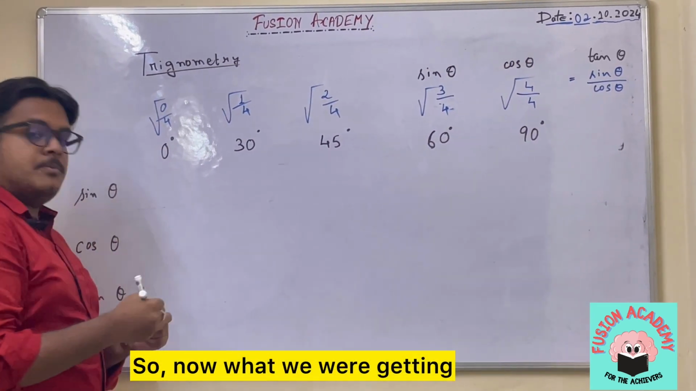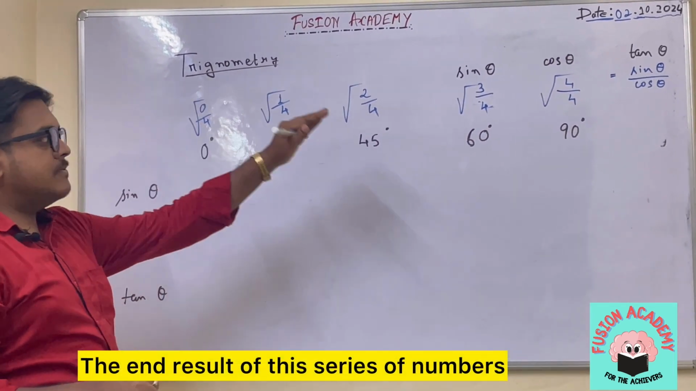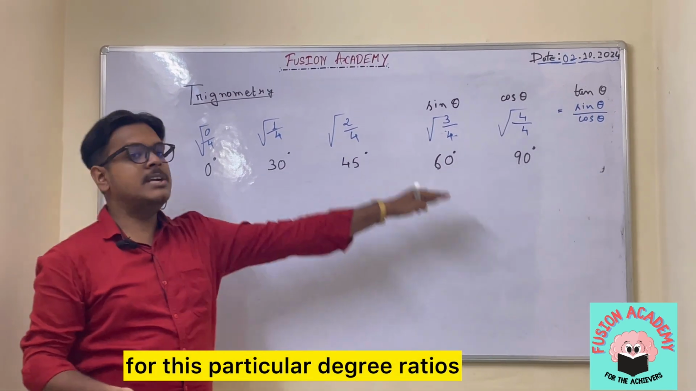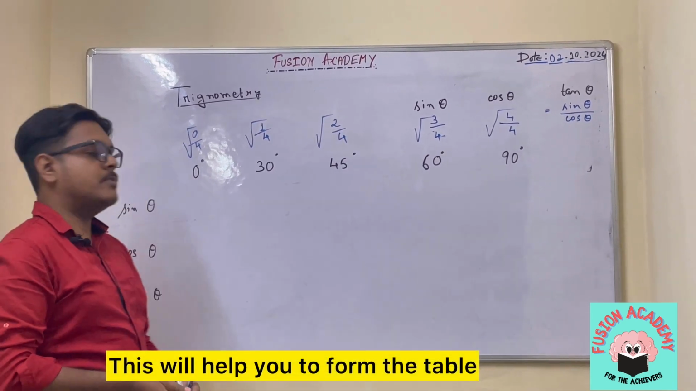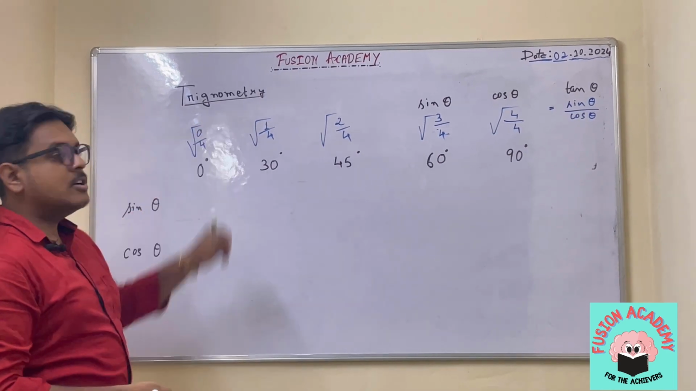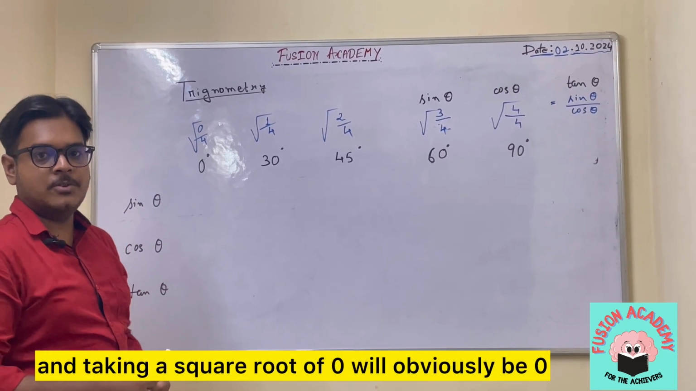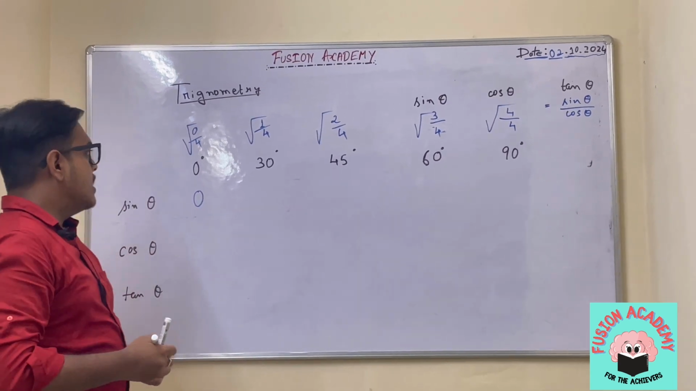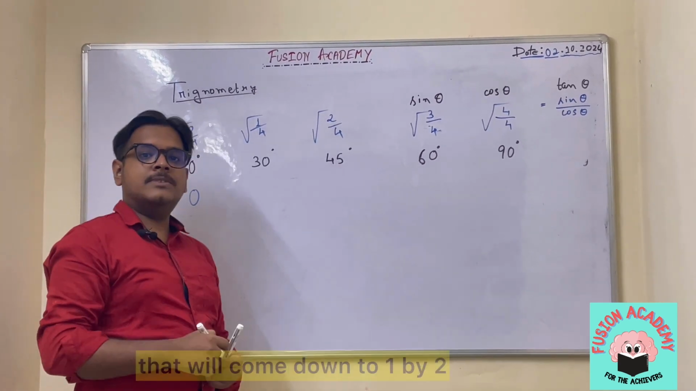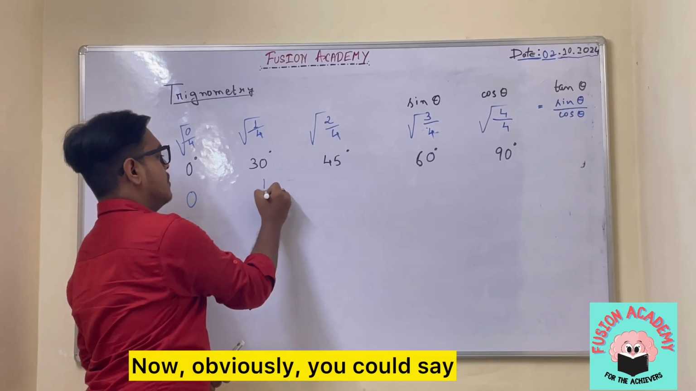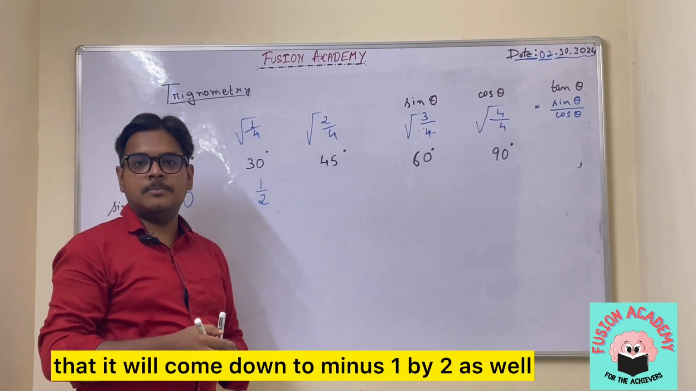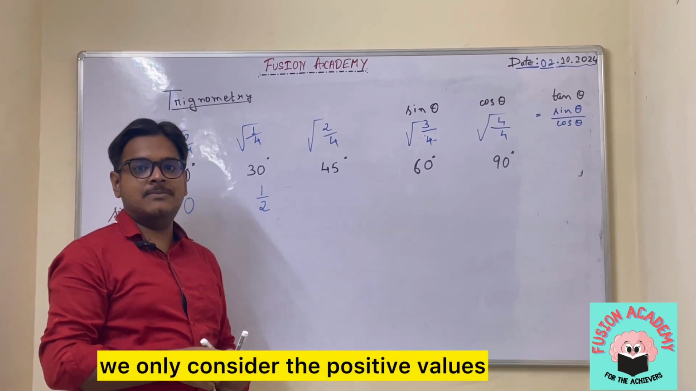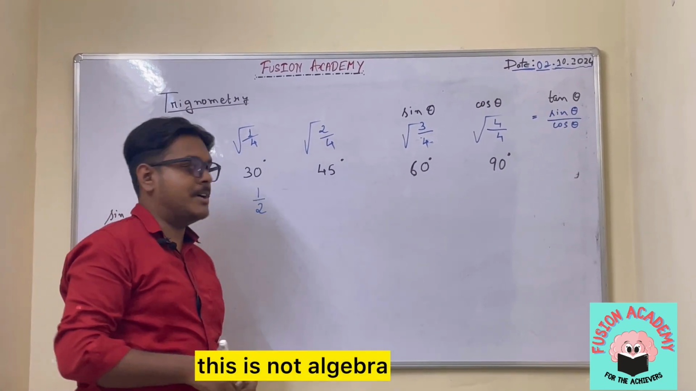Now the end result of this series of numbers gives us the values of sin theta for these particular angles. This will help you to form the table. Let's start: 0 by 4 is obviously 0, and the square root of 0 is 0, so sin 0 will be 0. 1 by 4, taking a square root of that comes down to 1 by 2. Obviously you could say it could be minus 1 by 2 as well, but in trigonometry we don't consider the negative values, we only consider the positive values, because of course this is not algebra.